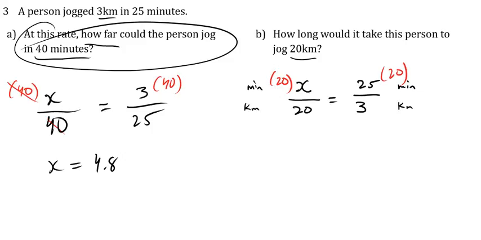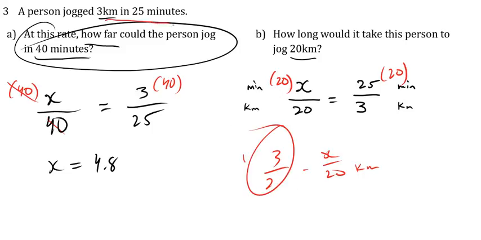Some people just go 3 over 25 equals X over 20. That's wrong, though. Because over here I've got kilometers on top, and over here I've got kilometers on bottom. Right? And so there's a disconnect in the thinking. They always do 3 over 25 because it's 3 and 25, and then they always just put X on top. So we're trying to avoid that.